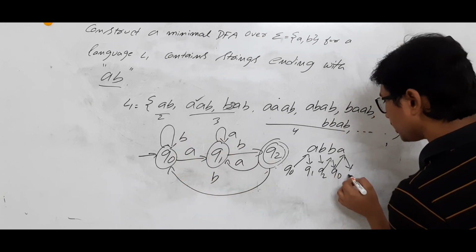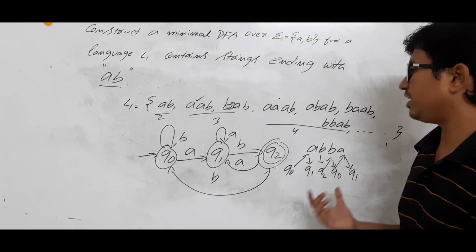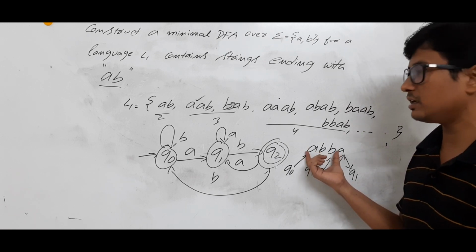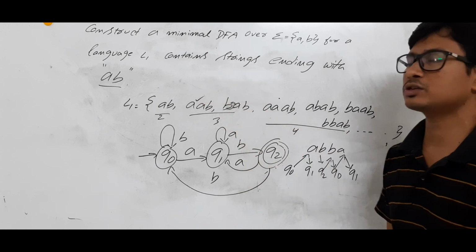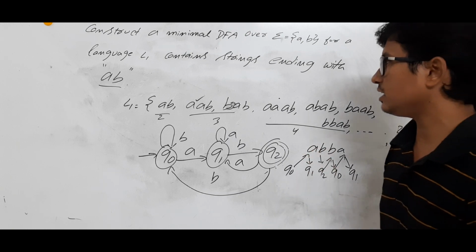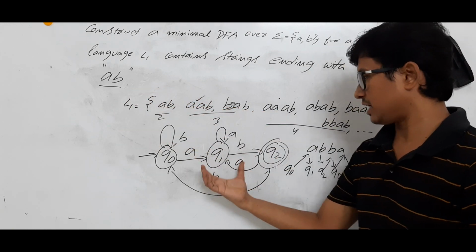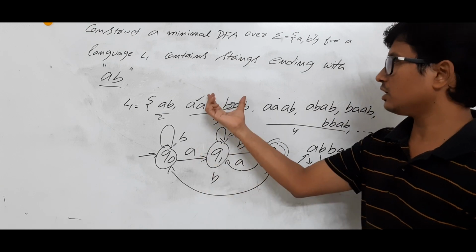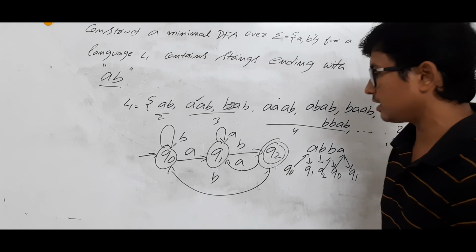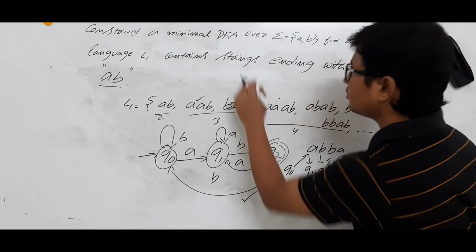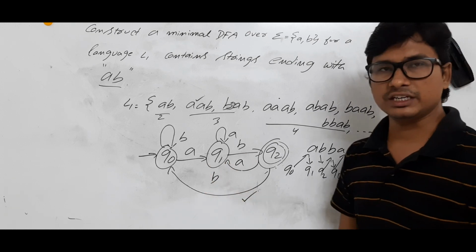Q0 on A, you are going to Q1. Is Q1 a final state? No, it is not a final state. So I can say that the string was not accepted by the DFA, which does not belong to this language L1. So I can say that the strings which belong to language L1 are accepted by the DFA, and the strings which do not belong to this language L1 are not accepted. So for the given question, this is the minimal DFA, which consists of 3 states.